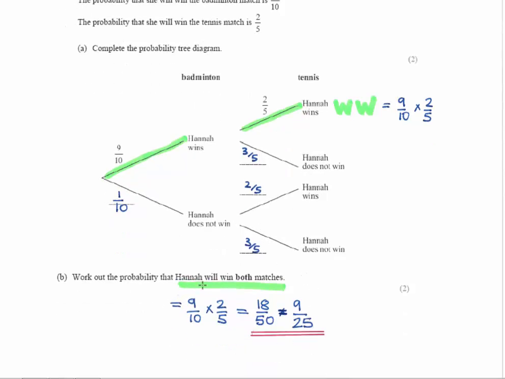Work out the probability that Hannah will win both matches. So she's going to win badminton and, keyword, win at tennis. So win, win. We find the probability of those both things happening by multiplying the probabilities together. So it's 9/10 multiplied by 2/5. 9 times 2 is 18. 10 times 5 is 50. And if you want afterwards, you can simplify that to 9 over 25.